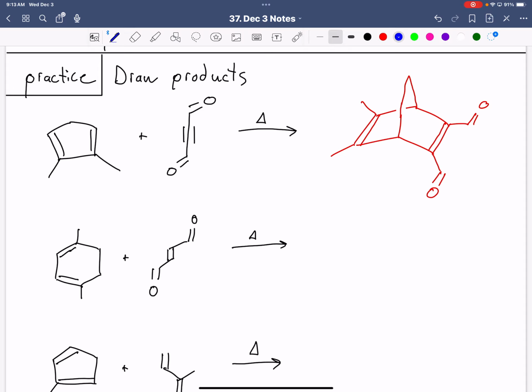So let me number real quick. This is how I tell how many carbons go in my bridge. That was carbon 1, that was carbon 5, 4, 3. Carbon 2 goes up top, because it was the one not involved in the pi system. That'd be 6 and 7. We all see where that ring comes from?